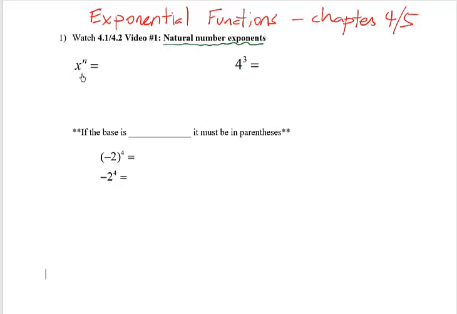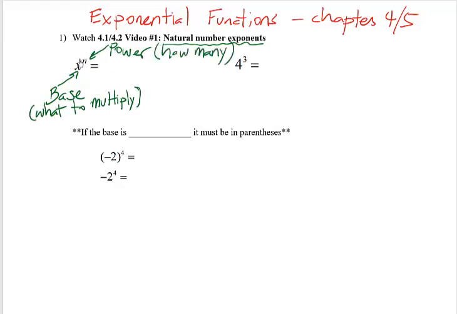Let's define some terms here. When you see something like this, the big number at the bottom is called the base, and the little number is called the exponent, or the power. When you have a natural number power here, this expression becomes essentially just a shorthand for multiplication, with the base telling you what to multiply and the power telling you how many. So the expression x to the n means that we're going to be multiplying a bunch of x's together. How many of them? Well, however many n says.